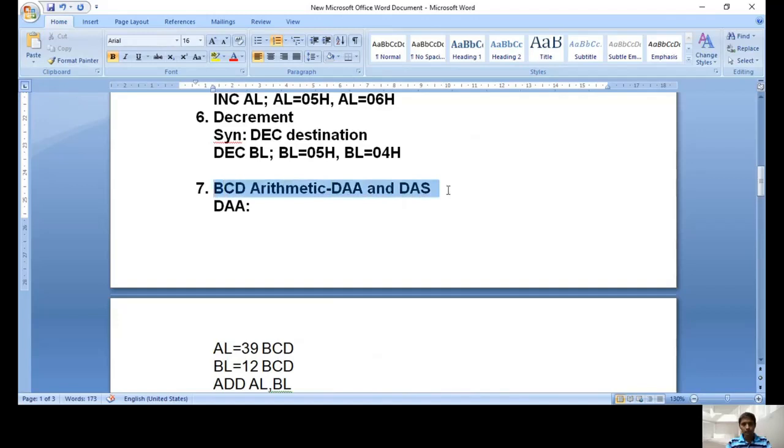First, coming to BCD arithmetic. In BCD arithmetic, we have two types of instructions: the DAA instruction and the DAS instruction. Let us see what BCD is. It is binary coded decimal. What is DAA? DAA is decimal adjust accumulator after addition. So after addition, the decimal value is adjusted, especially the accumulator value. Let us see in which way it is possible.